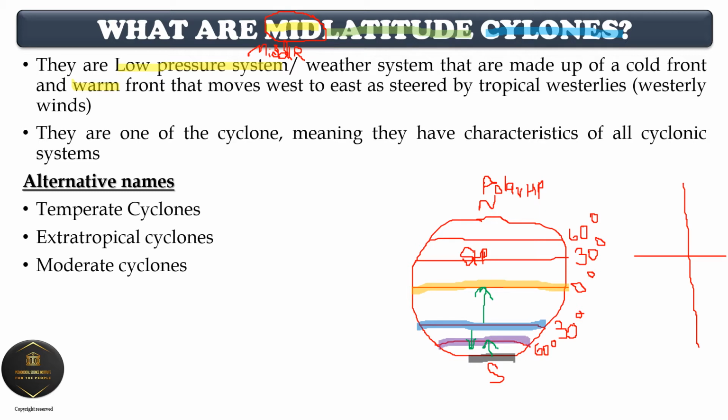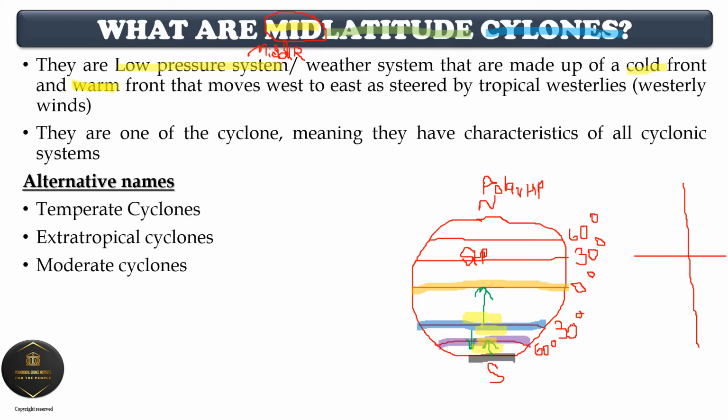But because it is located between 30 and 60 degrees, where in its surrounding there is a cold polar region and a warmer subtropical region, it means the system will have both cold and warm air associated with it. And this cold air will form our cold front, and the warm air will form the warm front. And we say that this system moves from west to east because it is steered or driven by tropical westerlies, or it is driven by westerly winds.